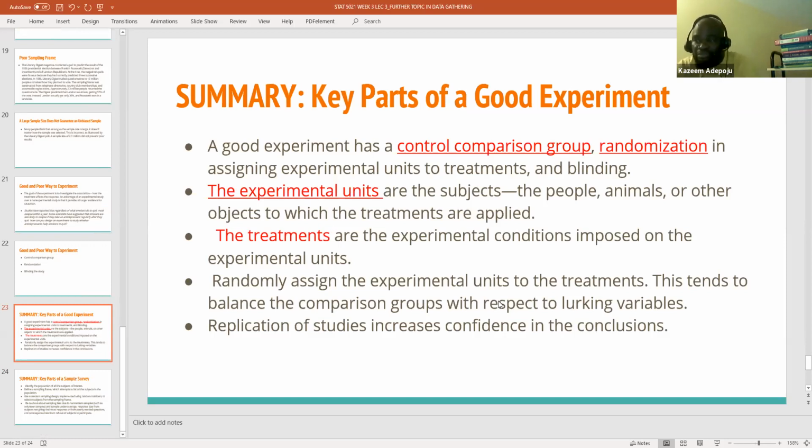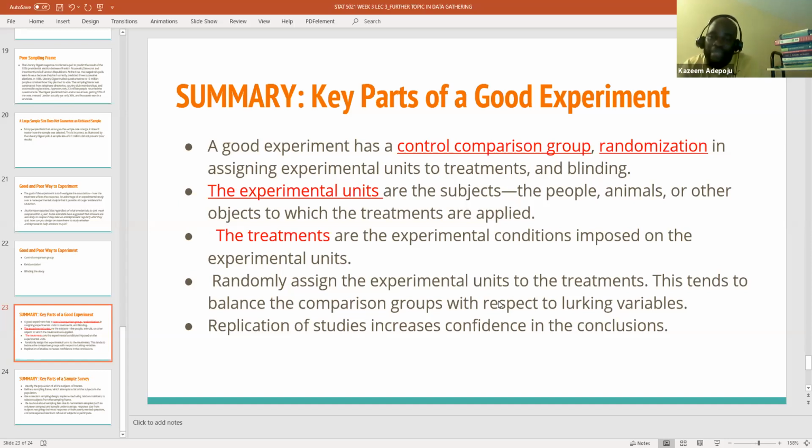Control comparison group. Of course, you're going to have two different kinds of groups: the treatment group and the control group. The people in the treatment group will receive the treatment, and those in the control group will receive placebo. And you know what? You're going to do blinding, where they are not going to be aware of what they are being given. Every patient will have in mind that they are being given a drug that's actually going to work on them.